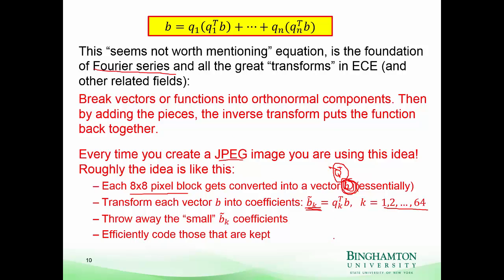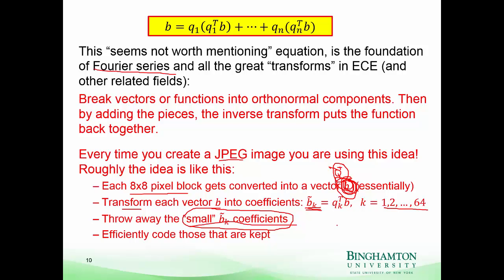If I pick that, there will be a high probability that lots of the B tilde sub k coefficients after the transform will be small, whereas the original elements might not be small at all. And so that's the key. We pick some special Q matrix such that we have a high probability, for usual types of pictures, that lots of these coefficients will be very, very small. And so we effectively throw away the small B tilde k coefficients.